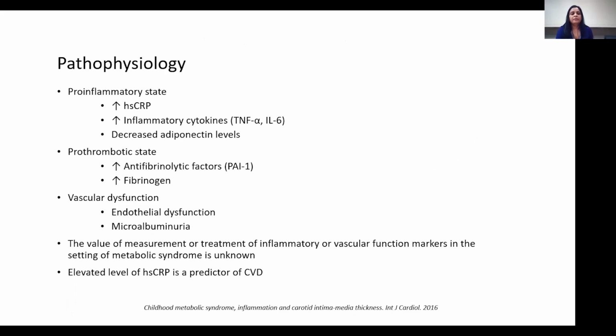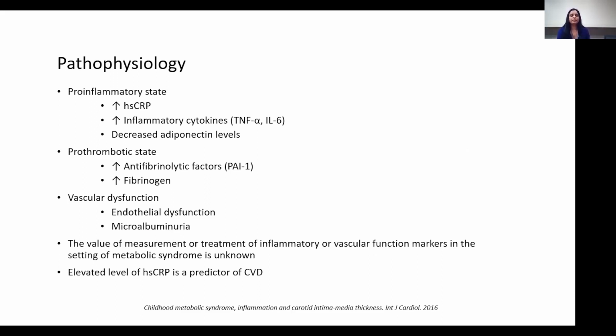In the beginning of the metabolic syndrome, these are the states that happen: pro-inflammatory state and pro-thrombotic state. So all the nice things for the development of atherosclerosis. In the pro-inflammatory state, there is increased high sensitivity CRP, increased inflammatory cytokines, TNF-alpha and interleukin-6. Now with COVID, we all know a lot more about interleukin-6. And there are decreased adiponectin levels.